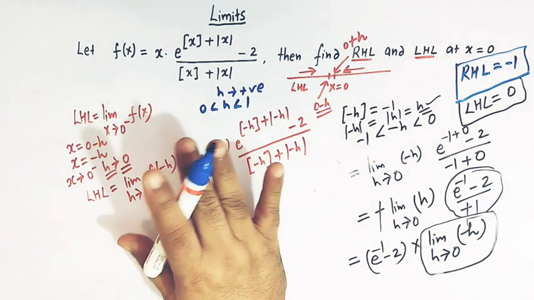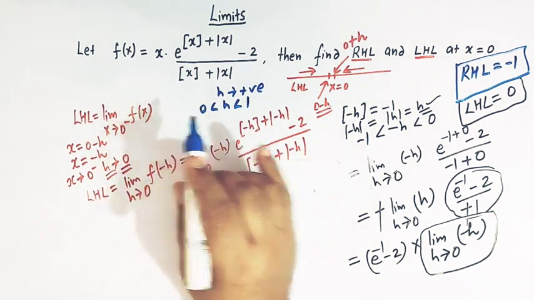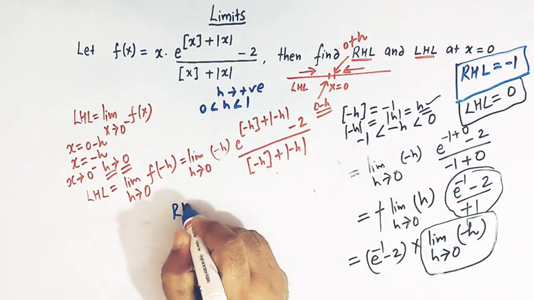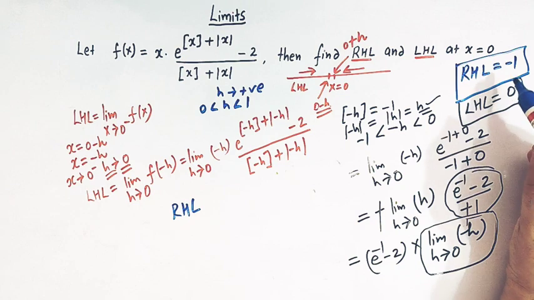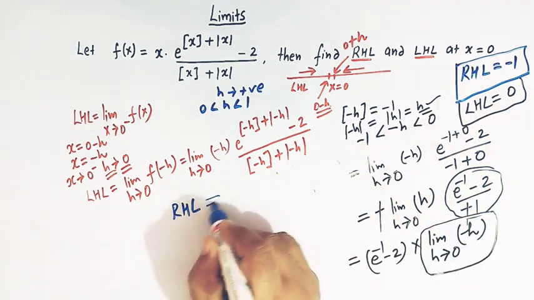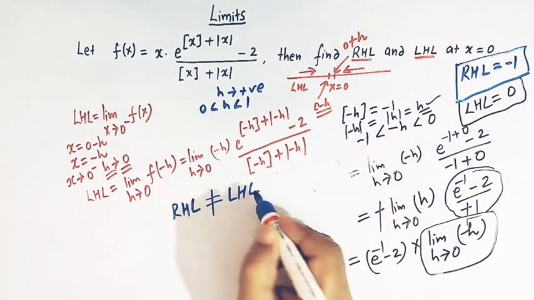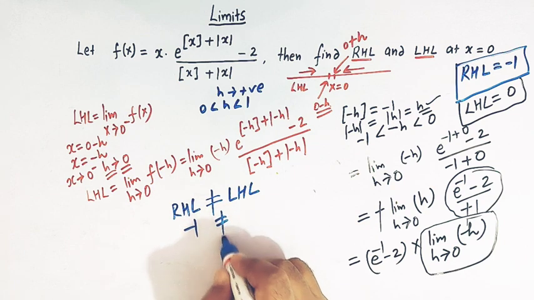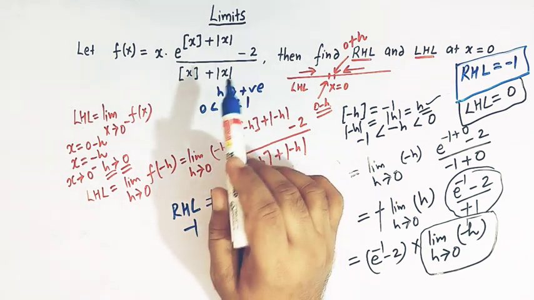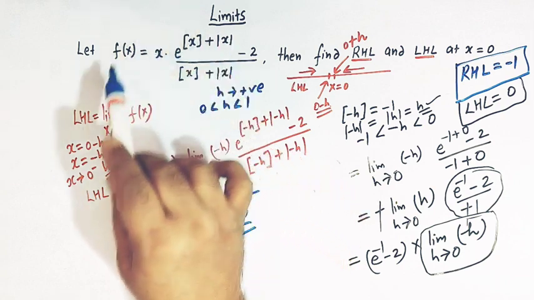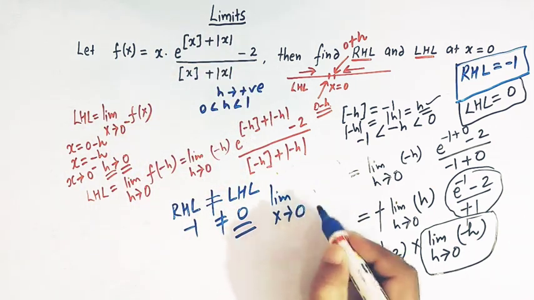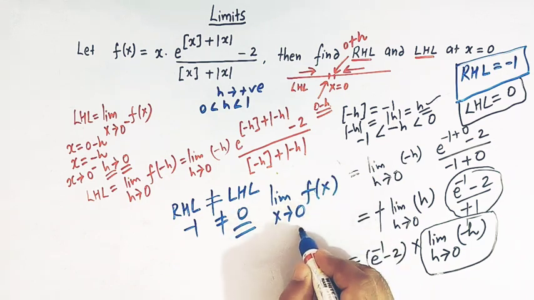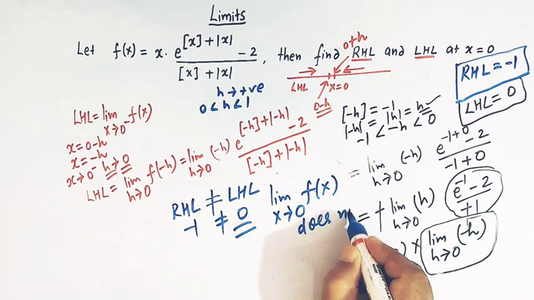So viewers, in this problem we have seen that although the right hand limit and the left hand limit are both finite and they exist, they are not equal, right? So minus 1 is not equal to 0. So we can claim that the limit of this function when x approaches 0 does not exist, right?